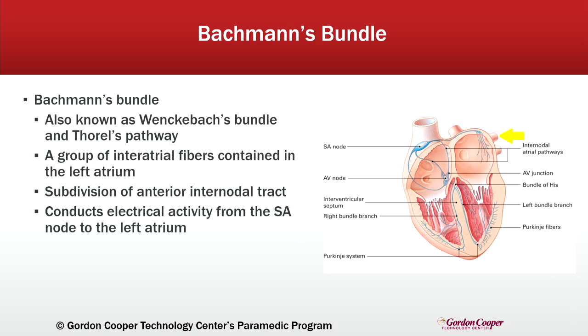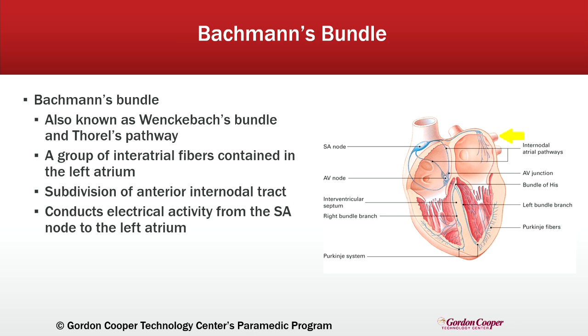All right, now let's talk about a special part of the internodal pathway. So that's Bachman's bundle. You might also hear it referred to as Wenckebach's bundle or Thorel's pathway. Don't let the different names confuse you. It's all the same bundle. So what exactly is it? Bachman's bundle is a group of interatrial fibers that are located in the left atrium. Now these fibers are like specialized wires that help conduct the electrical impulse from the SA node to the left side of the heart.